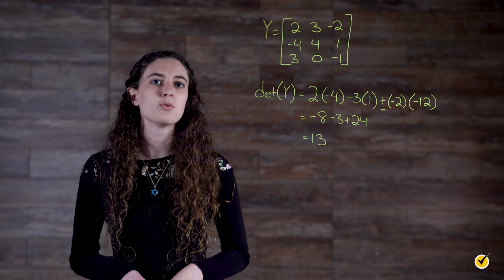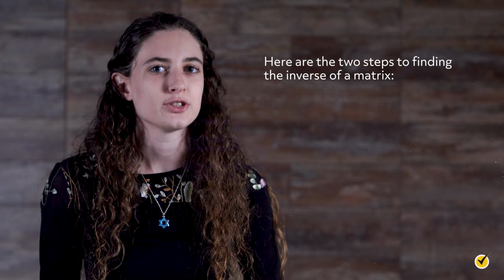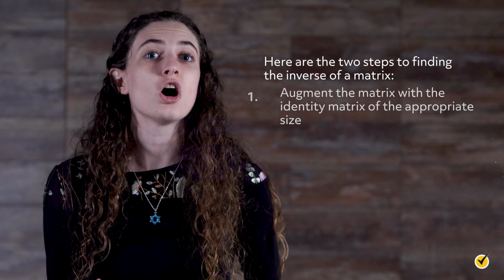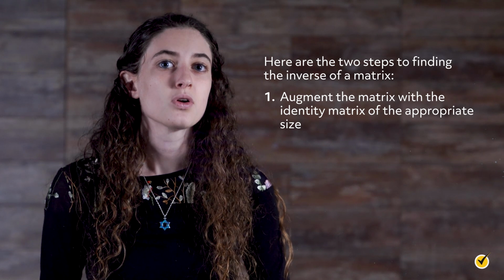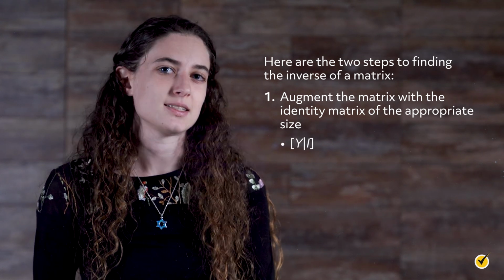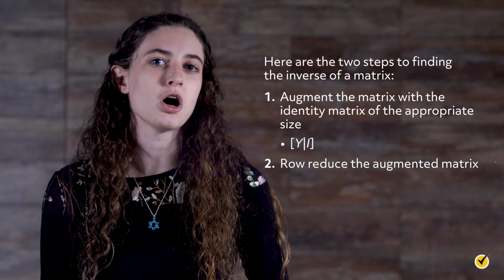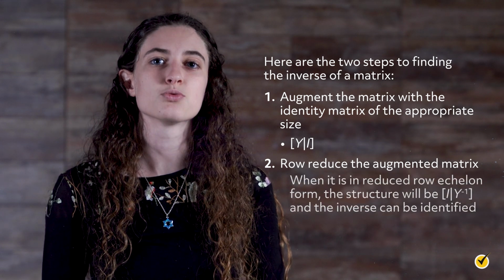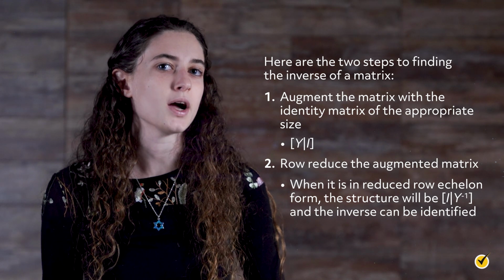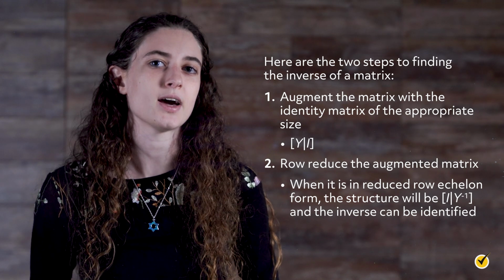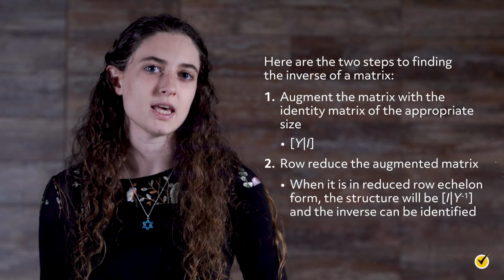So now let's figure out what the inverse of Y is. Here are the 2 steps to finding the inverse of a matrix. Step 1. Augment the matrix with the identity matrix of the appropriate size. Y augment I looks like this. Step 2. Row reduce the augmented matrix. When it is in reduced row echelon form, the structure will be I augment Y inverse, and the inverse can be identified. Here's what that process looks like.